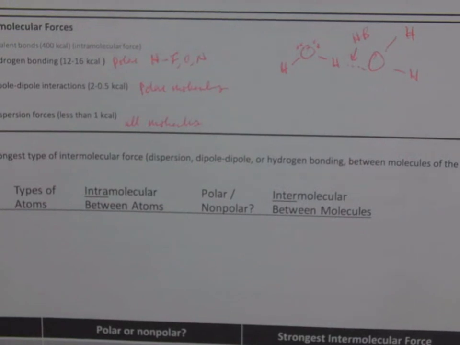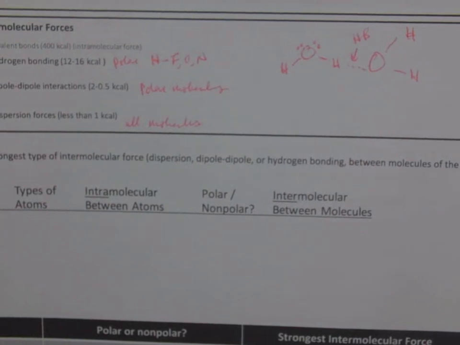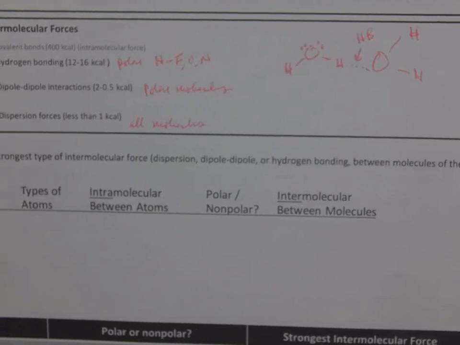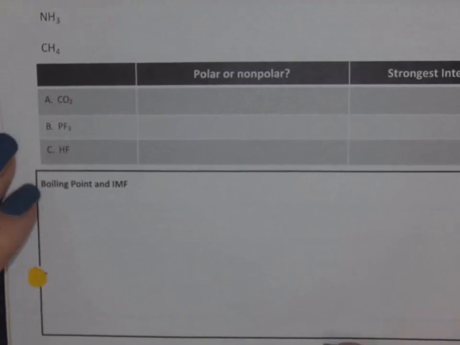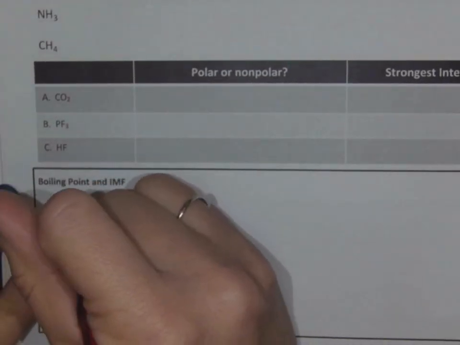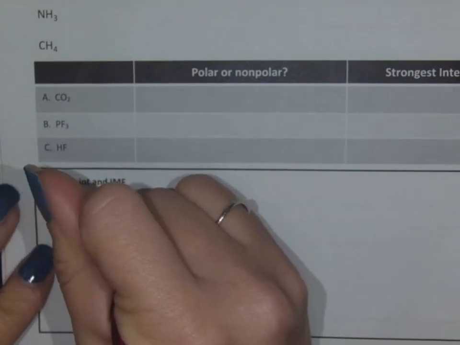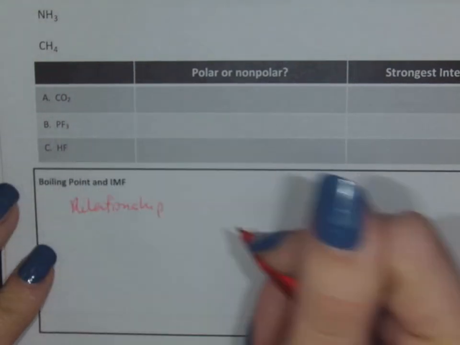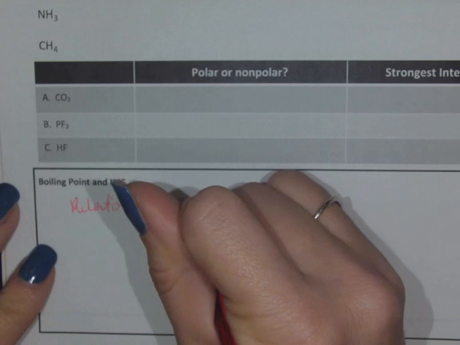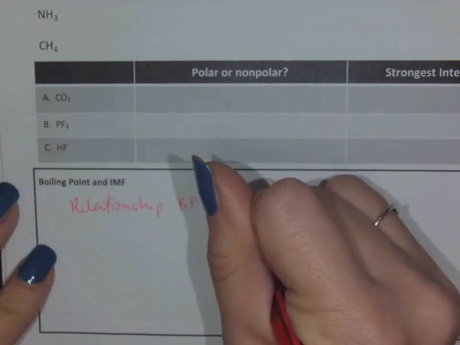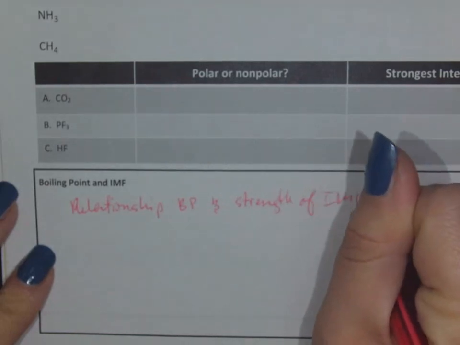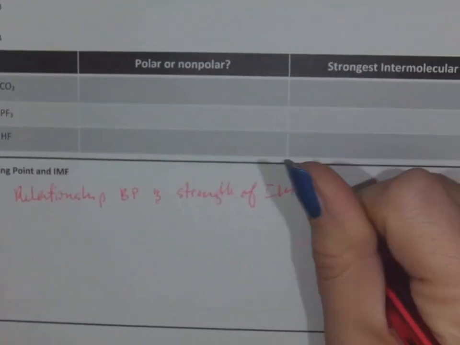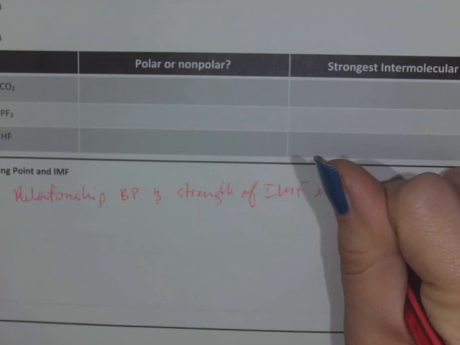The strength of IMF and the boiling point are directly proportional. Okay, so down to the bottom of the page, boiling point and IMF. So the relationship between boiling point and strength of IMF is proportional, or directly proportional.